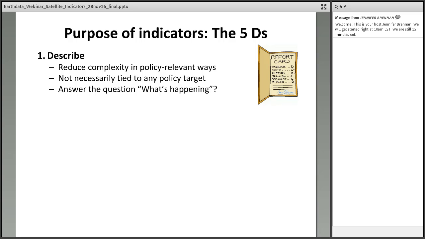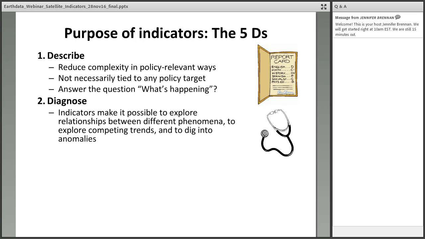We've broken down the purpose of indicators into five Ds, words that begin with the letter D. The first is to describe the situation. They reduce complexity in policy-relevant ways. They're not necessarily tied to any policy target. And they answer the question, what's happening? If your child came home with this report card, you'd say, these are synthetic indicators, as it were, of a series of assignments that they've either succeeded at or failed at. And you'd say, well, you need help with Spanish or English. So they can point your attention to areas in need of greater attention.